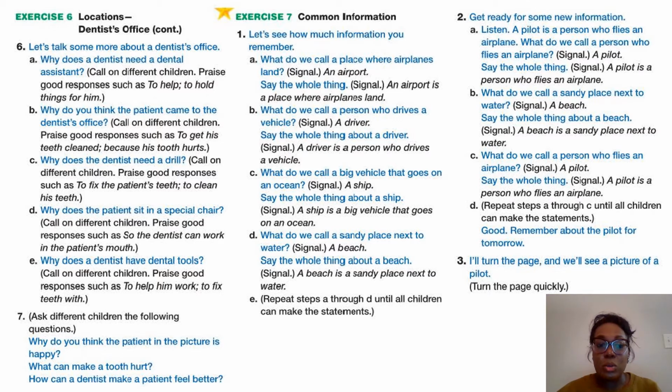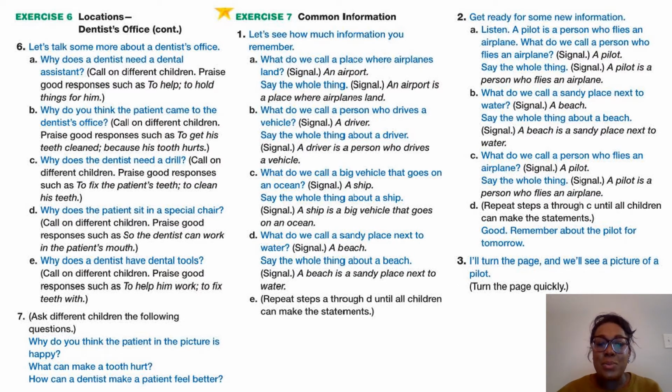Why does a dentist have dental tools? Why do you think the patient in the picture is happy? What can make a tooth hurt? How can a dentist make a patient feel better? Thanks for answering all those questions about a dentist. Let's see how much information you can remember.